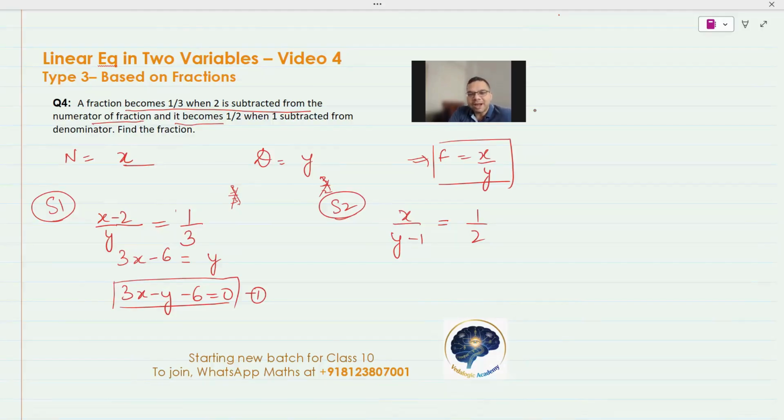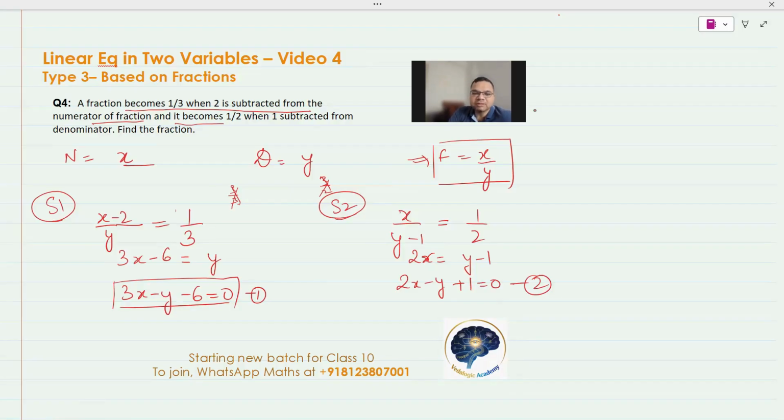So you have to write the scenarios in this type of equation, and then you have to solve it. So again, I'm going to cross multiply here. It becomes 2x equals y minus 1, or 2x minus y plus 1 equals 0. So this is equation number 2 for me now. If you see, both of them have minus y. So whenever you are trying to solve the equations, try to equate the coefficients. I find that way very easy.